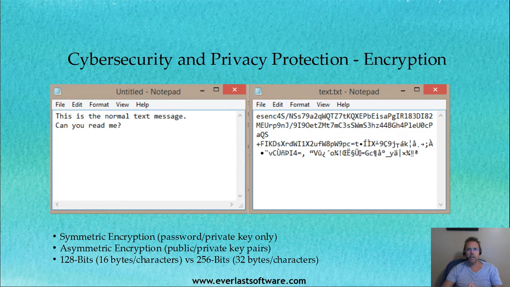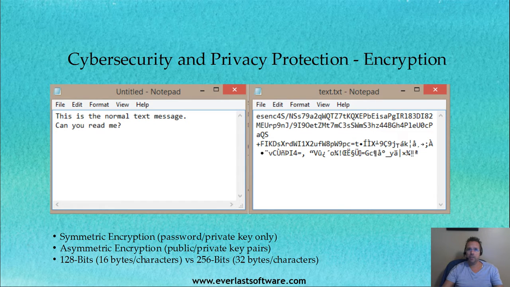So that being said, there's two main types of encryption. There is what's called symmetric encryption and there's asymmetric encryption. Symmetric means the sender and the receiver have to know the password to get the information. This can be a real challenge when you're working with remote people. The reason being, you have to communicate the password to them ahead of time.